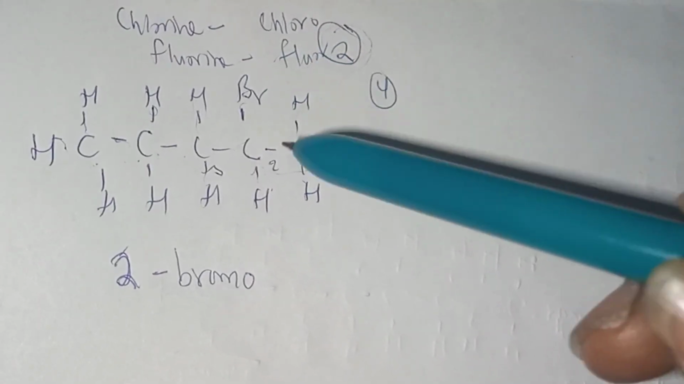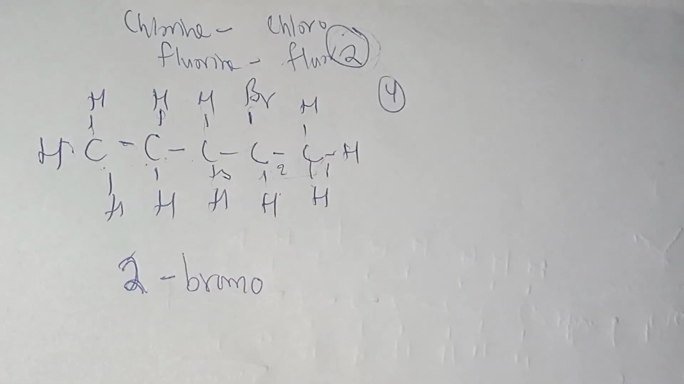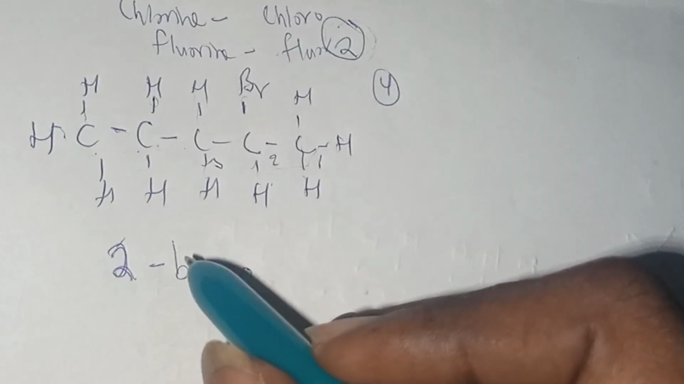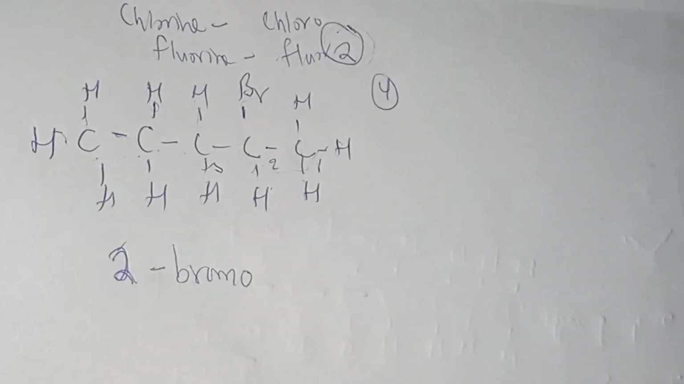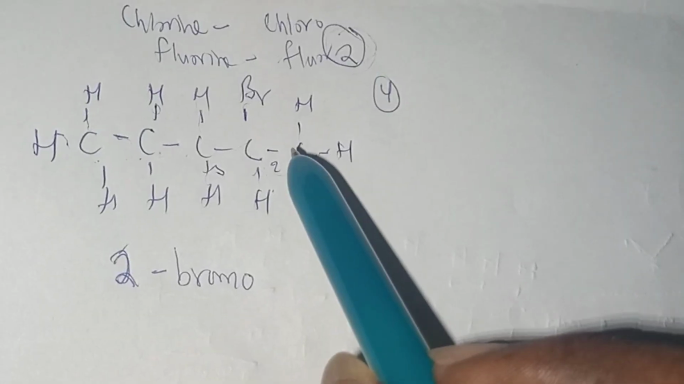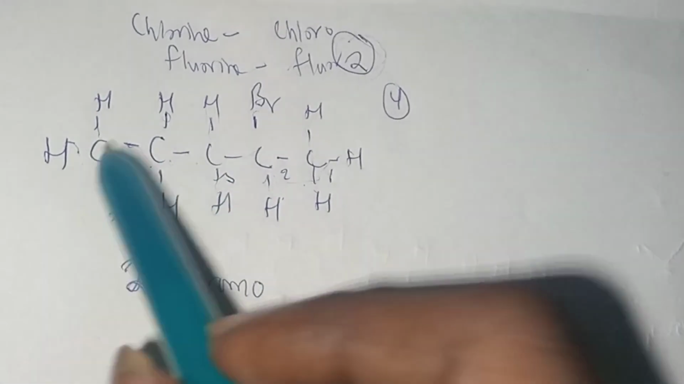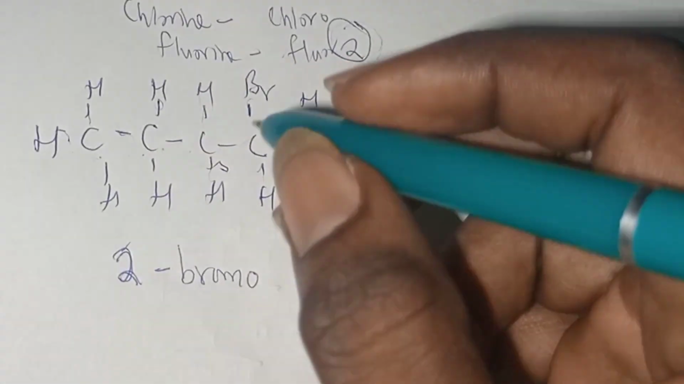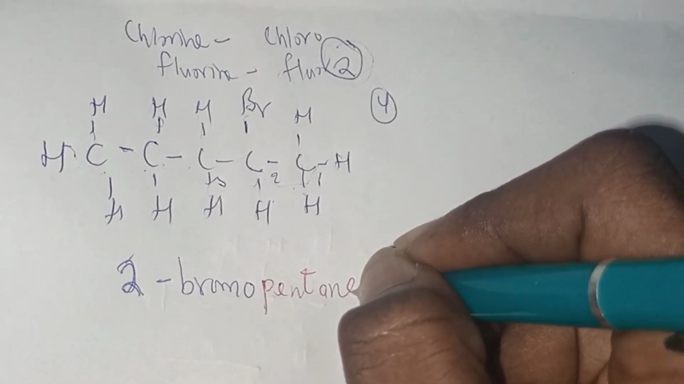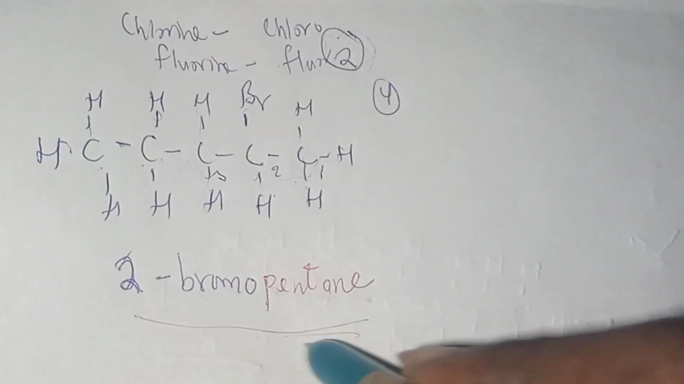Iodine is going to be iodo, and a whole lot. Do you get it? So this is 2-bromo. Then now you count the longest continuous set of carbon chain. Over here we basically have 1, 2, 3, 4, 5. So this is going to be pentane, as simple as that.